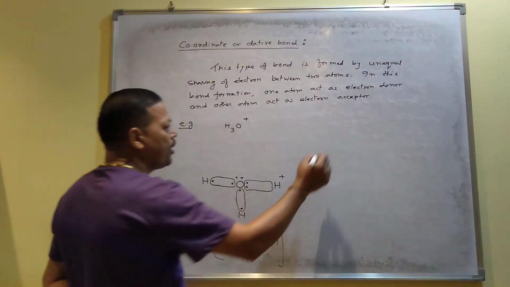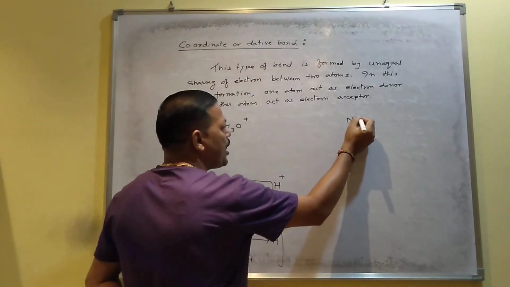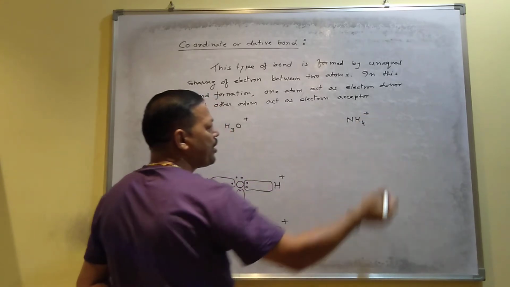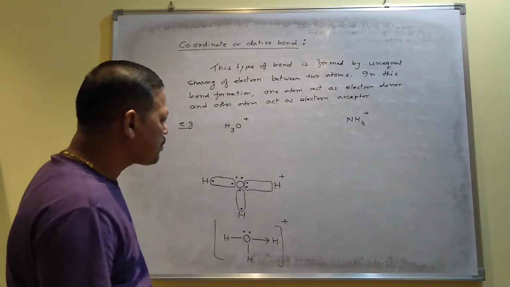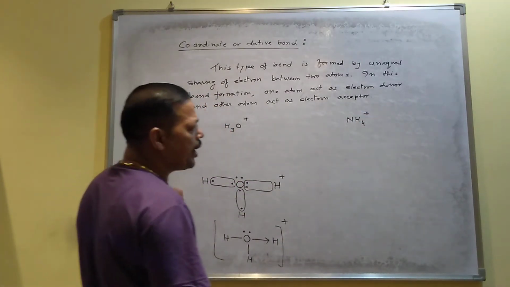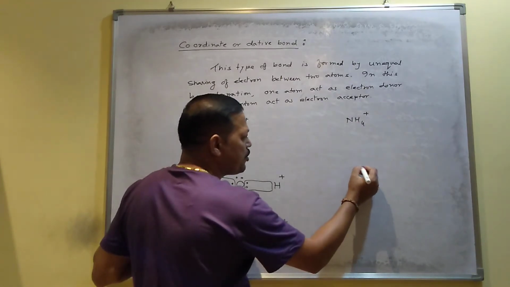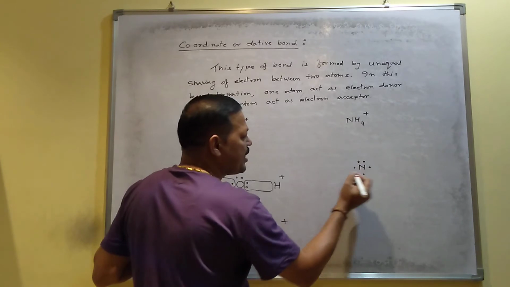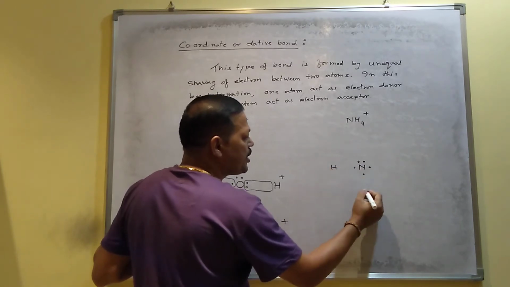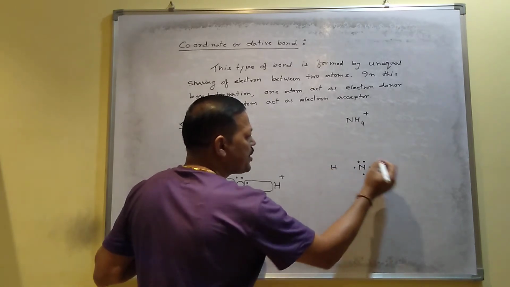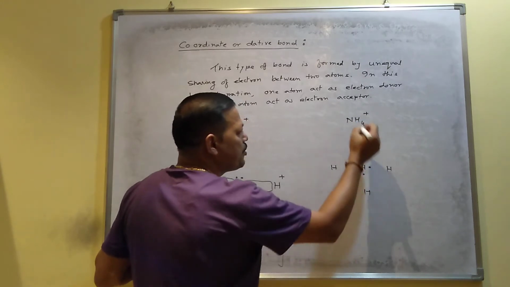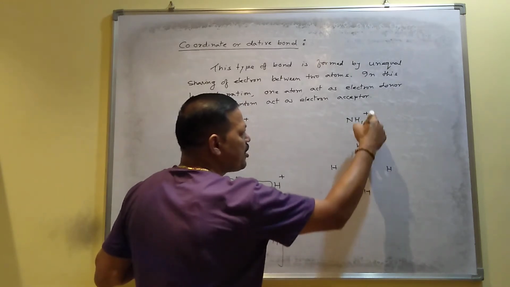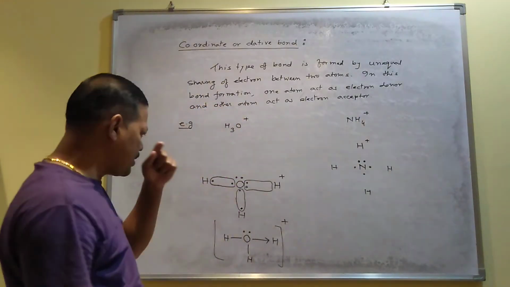Another example, this is one of the ion which is called ammonium ion, NH4 plus. If you want to draw the ammonium dot picture, nitrogen is the central atom. It contains 5 electrons in the valence shell, there are 4 hydrogen. 4 hydrogen you have to represent like this, and 1 hydrogen should be positively charged because it contains one positive charge.